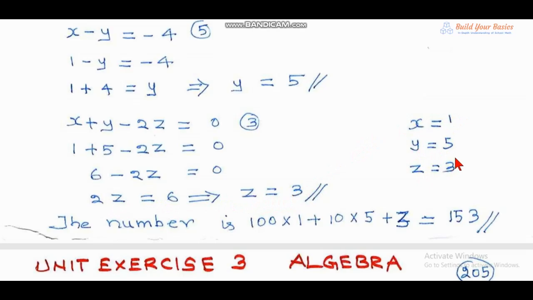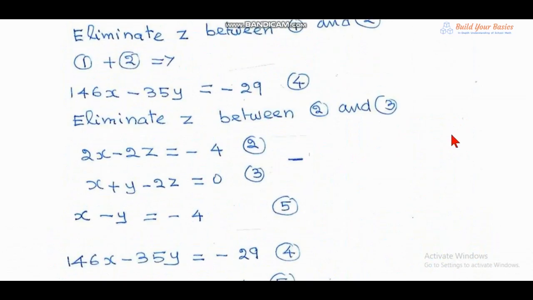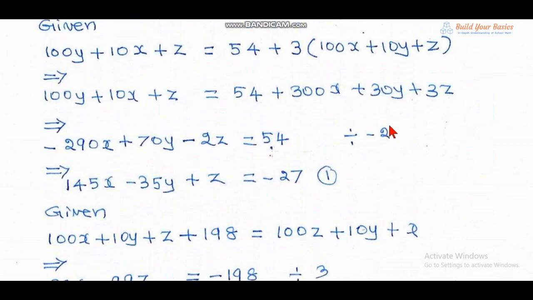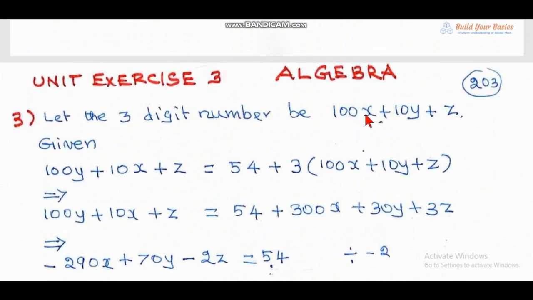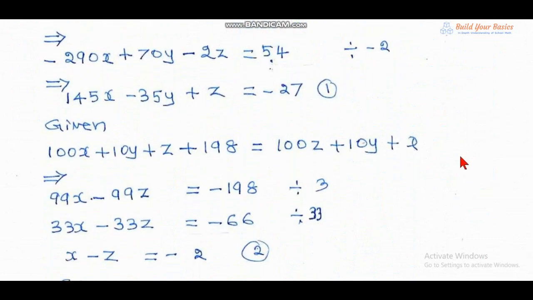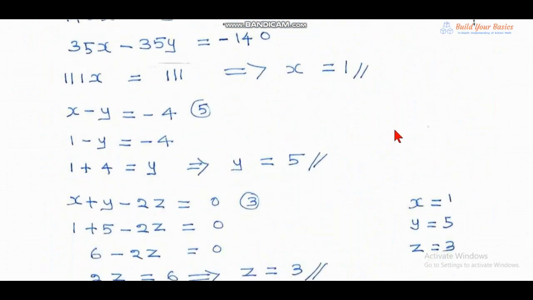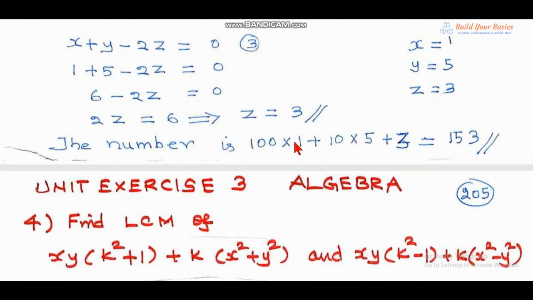We want the original number, the number with which we started. That is the number 100x plus 10y plus z, and that is found to be 100 into 1 plus 10 into 5 plus 3, that is 153. That is the answer. That finishes the problem.